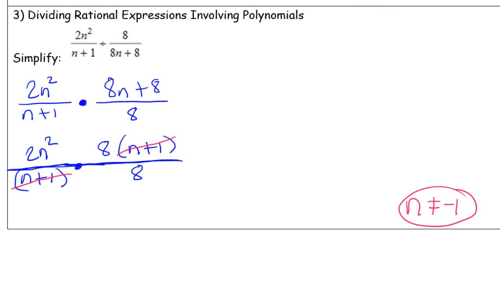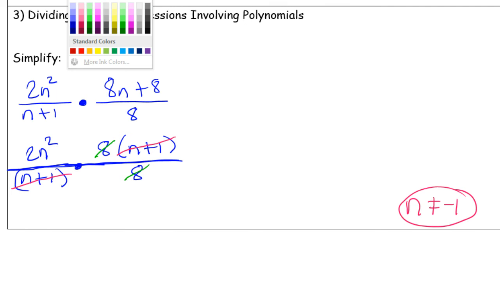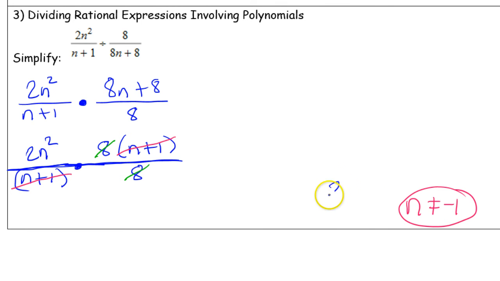Anyway, moving on with the problem, also I see that I have an 8 in the top and the bottom, so those are going to cancel out. So really, the only thing left is the 2n squared. So I'm going to have 2n squared. So that is the final answer with the restriction that n cannot equal negative 1.